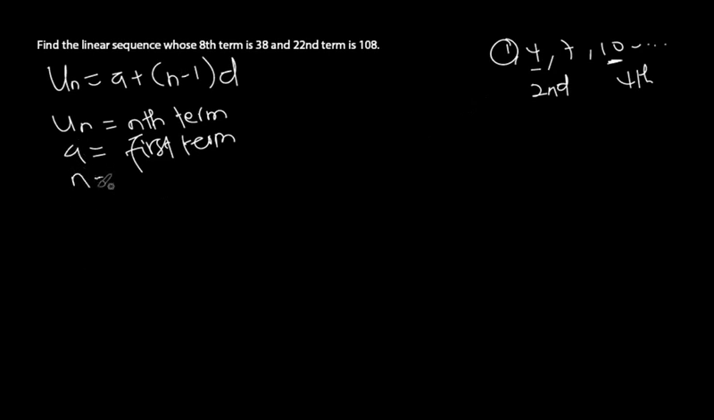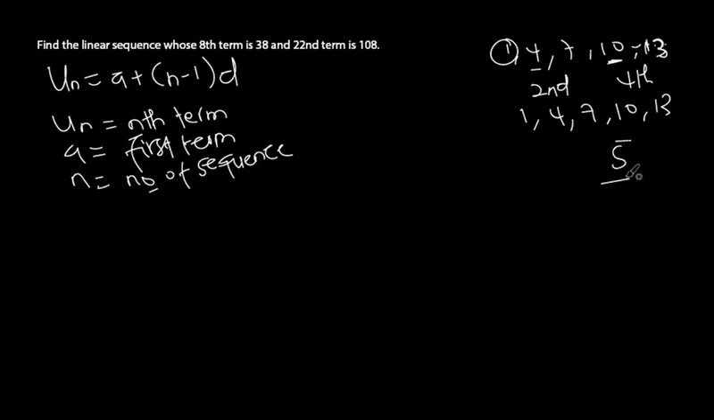And then the n is the number of terms. Assuming the sequence ends at 13, we have 1, 4, 7, 10 and 13. Let me rewrite: 1, 4, 7, 10, 13. In this sequence, the number of terms is 1, 2, 3, 4, 5. So we have 5 as the number of terms, and that is what the n stands for in this formula. And then the d is the common difference.